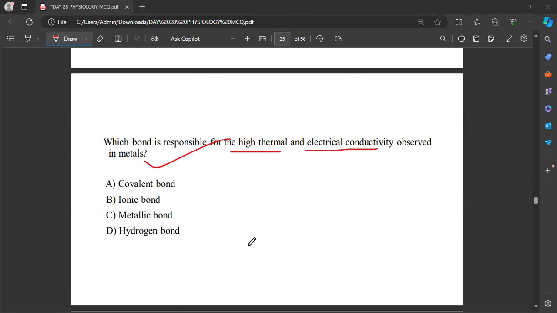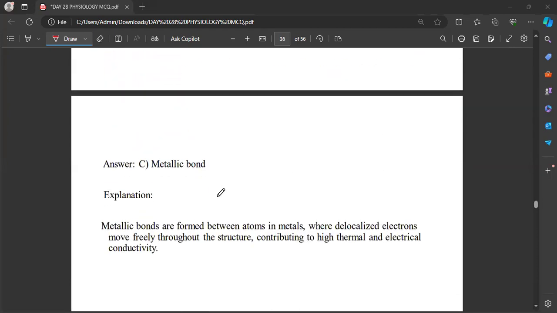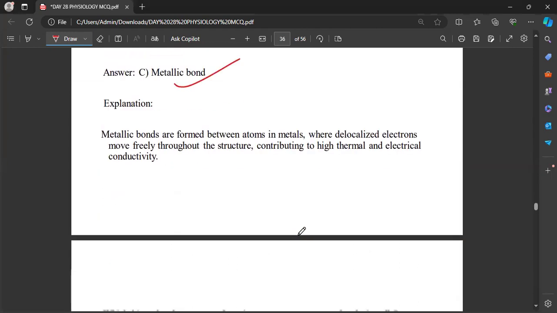If you find difficulty in these topics, just read the notes which have been attached in the first 2 to 3 slides. That is sufficient, right? And also try to read all these questions. That is more than sufficient. That will obviously be the metallic bond.